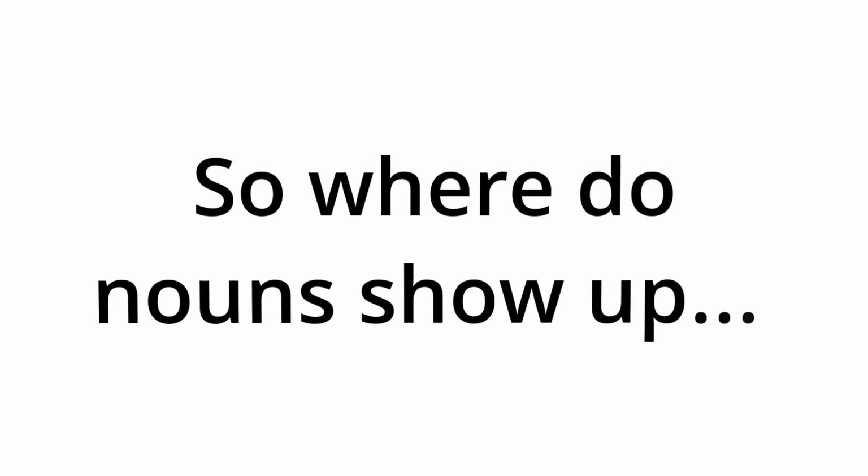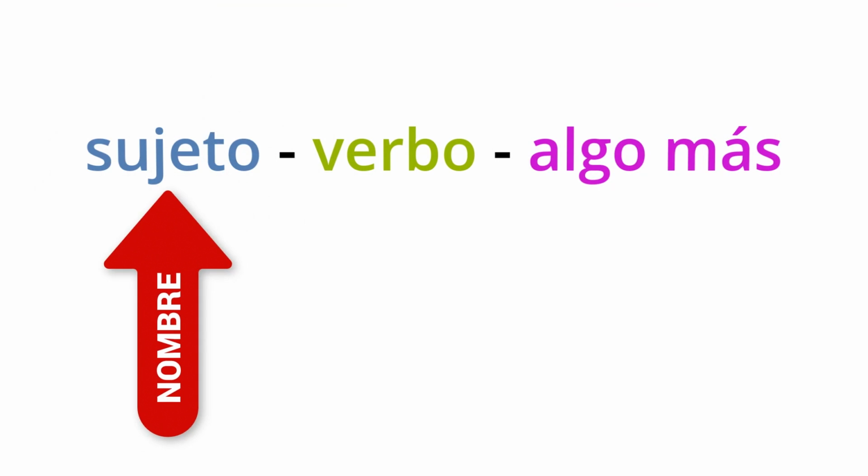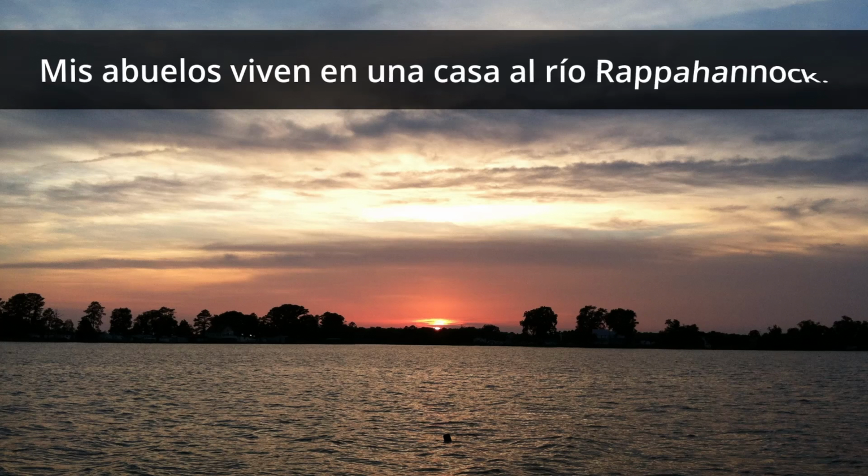So where do nouns show up as a subject and as objects? Well, not always, but usually a noun serving as a subject shows up at the beginning of a sentence, or at least at the beginning of a clause. For example, mis abuelos viven en una casa al río Rappahannock. My grandparents live in a house on the Rappahannock River.